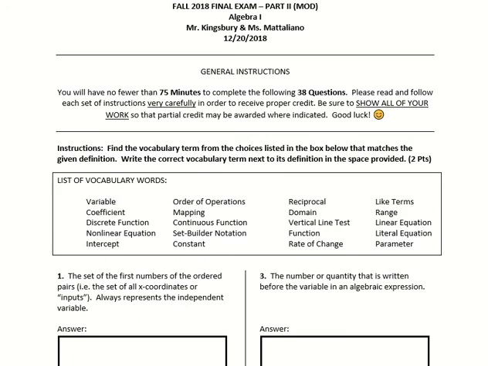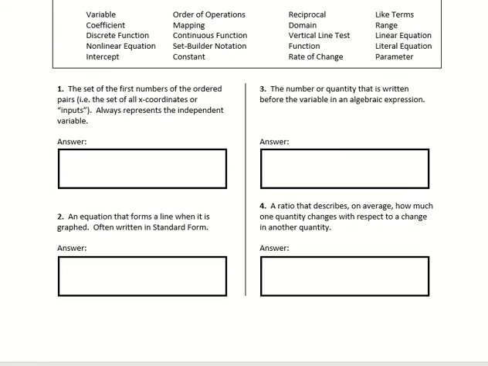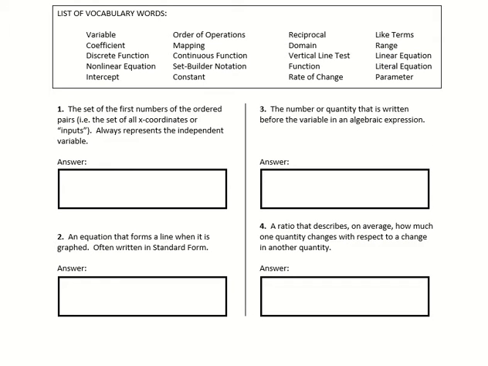Now moving on to the definitions. Number 1. The set of the first numbers of the ordered pairs, which is to say the set of all x coordinates or inputs, always represents the independent variable. Number 2. An equation that forms a line when it is graphed, often written in standard form. Number 3. The number or quantity that is written before the variable in an algebraic expression.